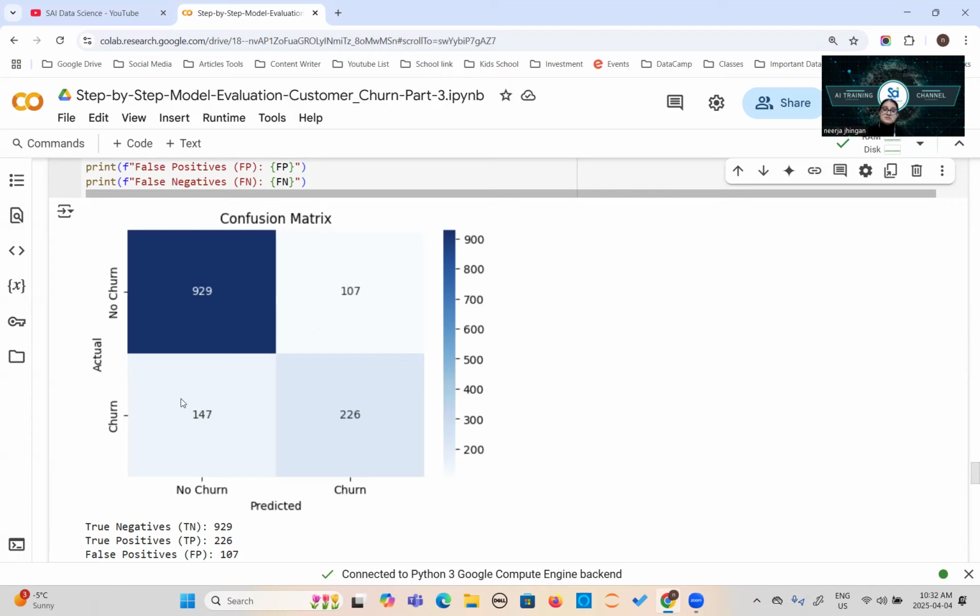Okay. And look at the churn one. What is this? This is your true positive, false positive. This is your false negative, true negative. So this is false positive, this is false negative, sorry. Okay. So this is 147. You can do 147 plus 226, it will tell you the total cases. So out of that, 147 cases it is saying the customer will not churn, but actually they churn. Okay. So this is the difference.